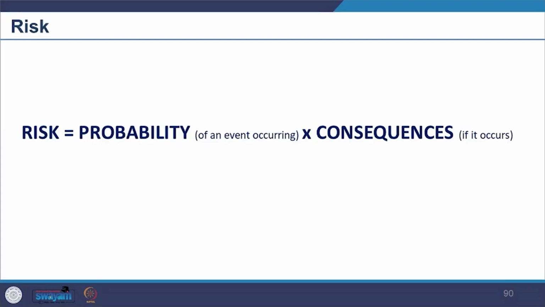So we also look into that. When we try to understand the term risk, it is the probability of an event occurring and the consequences if it occurs. So the probability and the kind of impact, together, give us an indication of risk.